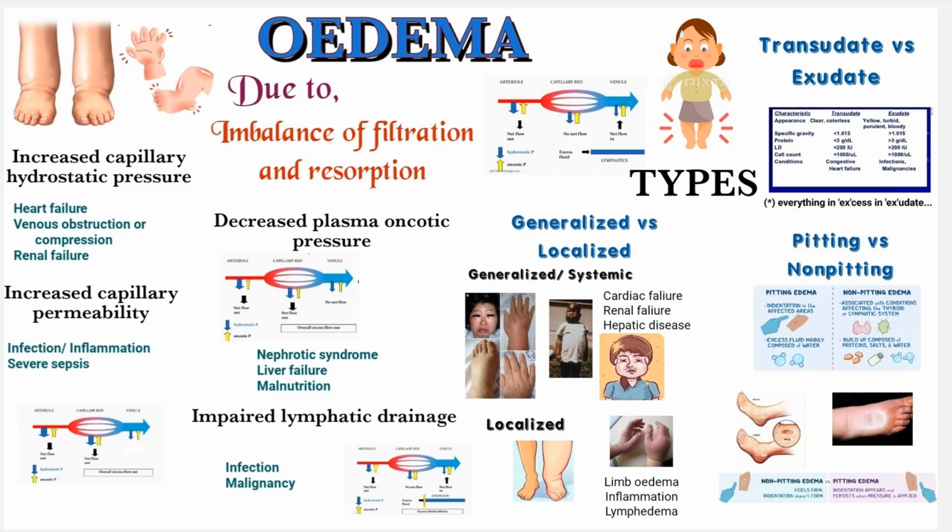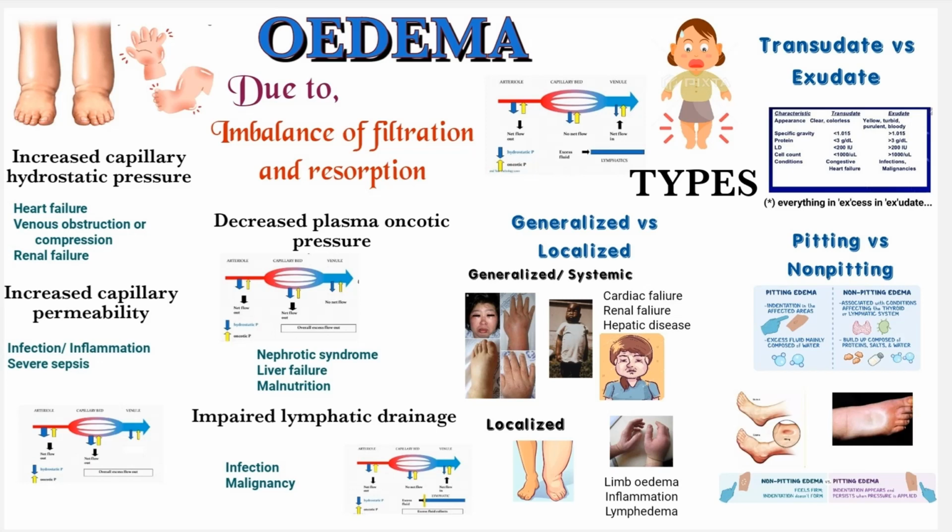Lymphatic obstruction can be seen in residual mastectomy for breast cancer, pressure on main lymph ducts, occlusion of lymphatics by malignant cells, or inflammation of lymphatics.